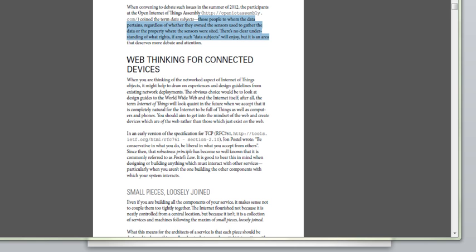Okay, so the sensors were sited, so there is no clear understanding of what rights such a data subject will enjoy, but it is an area that deserves more debate and attention.